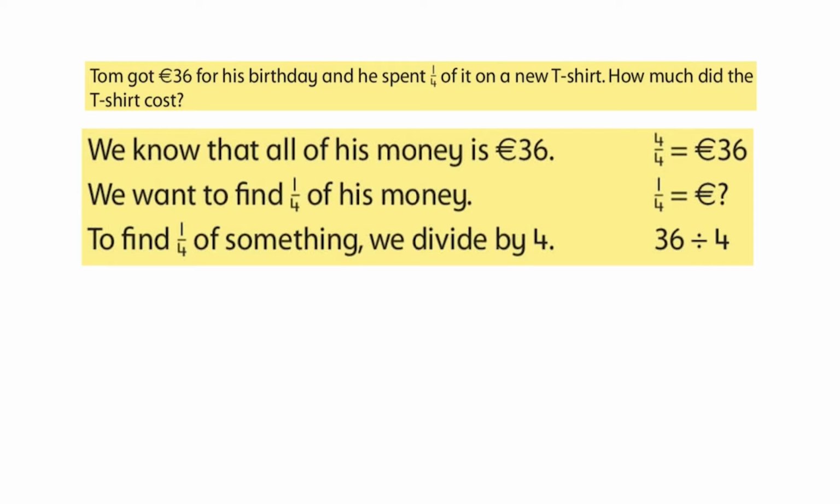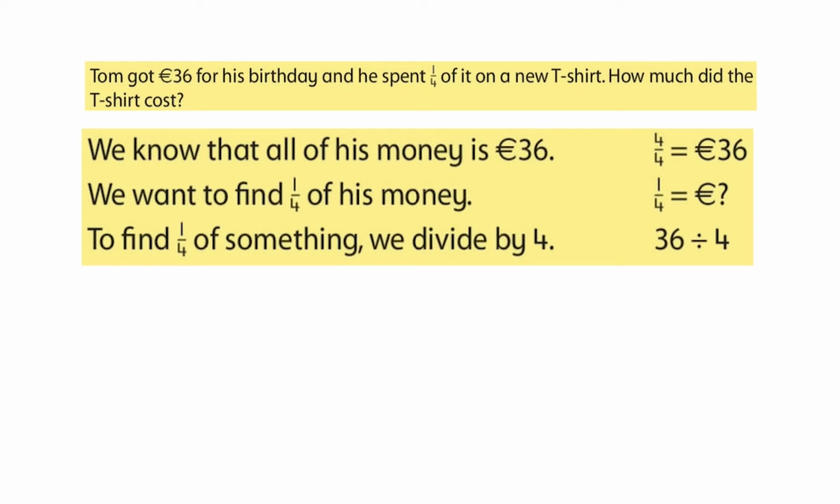Okay, guys, so for today's one, we can see that Tom got 36 euros for his birthday and he spent 1/4 of it on a new t-shirt. How much did the t-shirt cost? Okay, so what we have here, guys, is we're given an amount and we need to find what the fraction of a number is. All right, so that's our goal for today, is to find out what a fraction of a number is. So we know that all of his money is 36 euros.